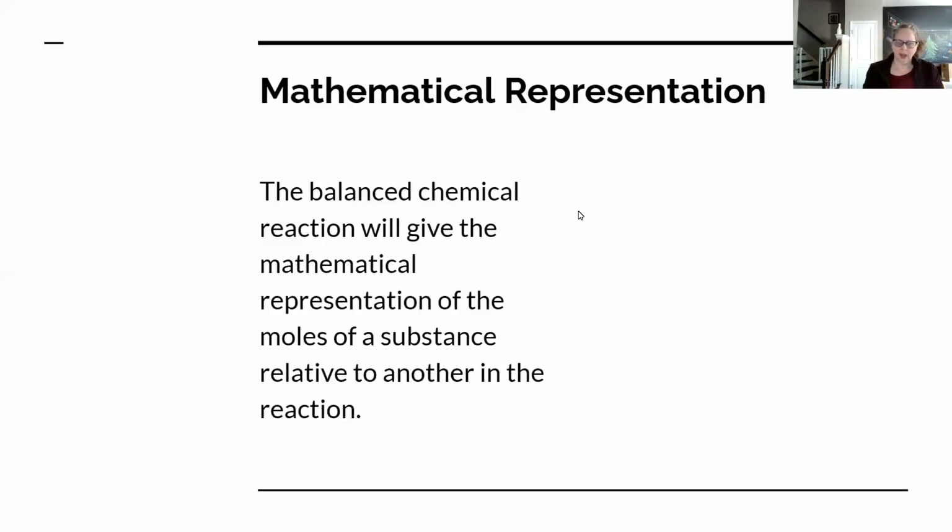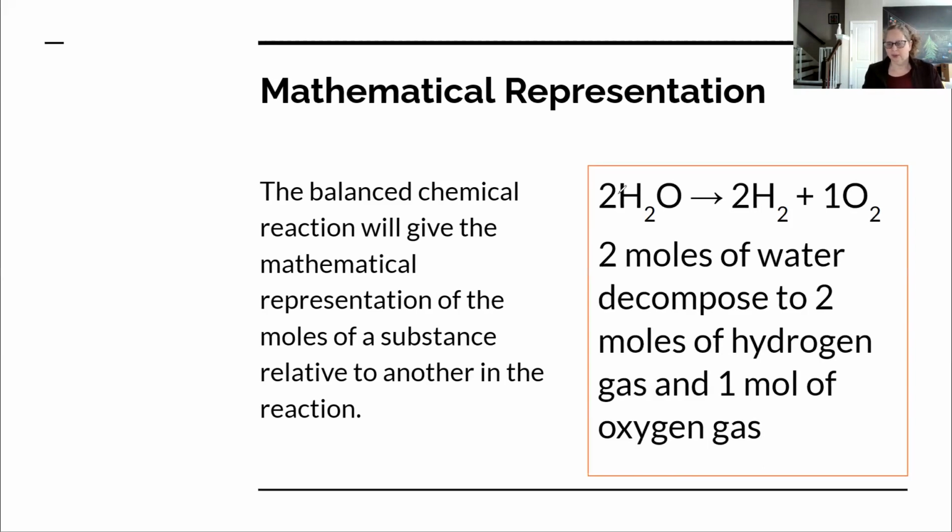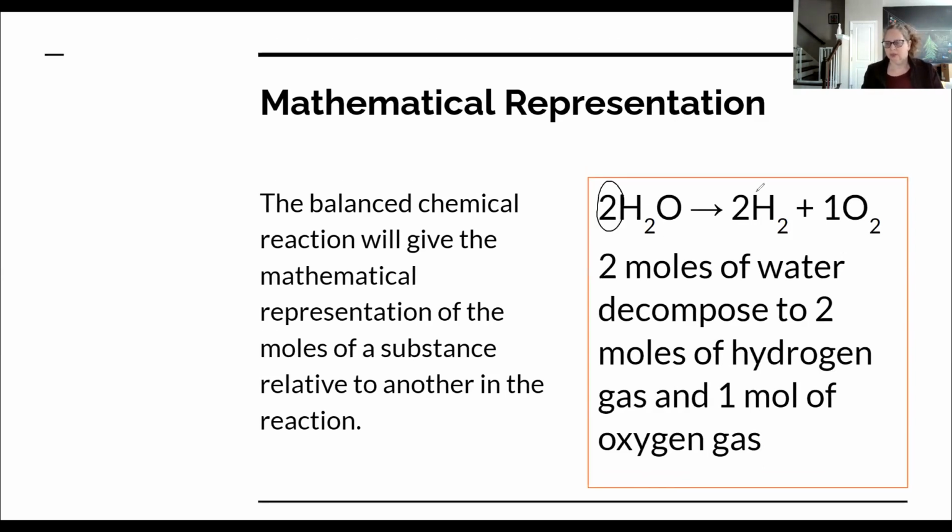When we have a mathematical representation showing how things work, we oftentimes use a balanced chemical reaction to compare things. For this one, we can compare the 2 moles of water to 2 moles of hydrogen gas and 1 mole of oxygen gas. Later on, you'll learn about that with the mole ratio. But moles can be compared mathematically using the balanced chemical reaction to do that.